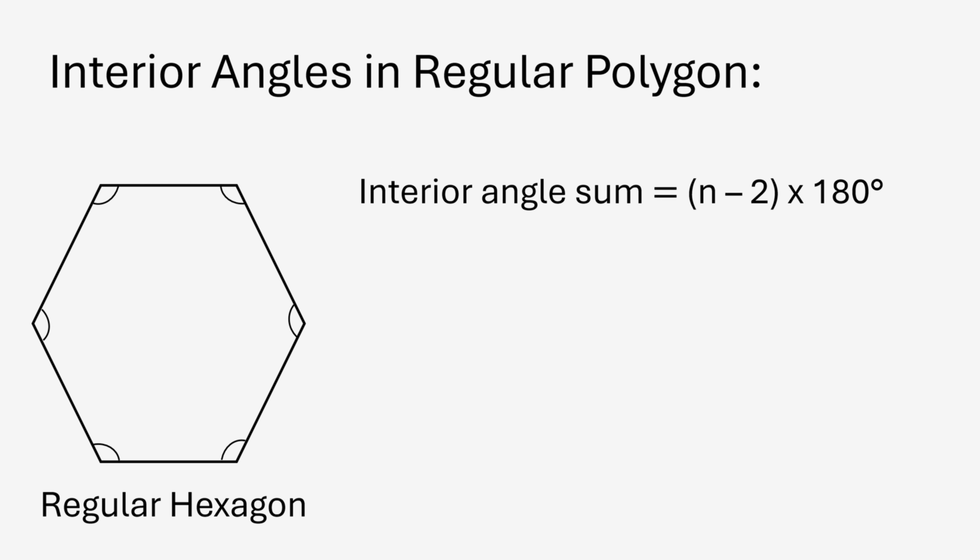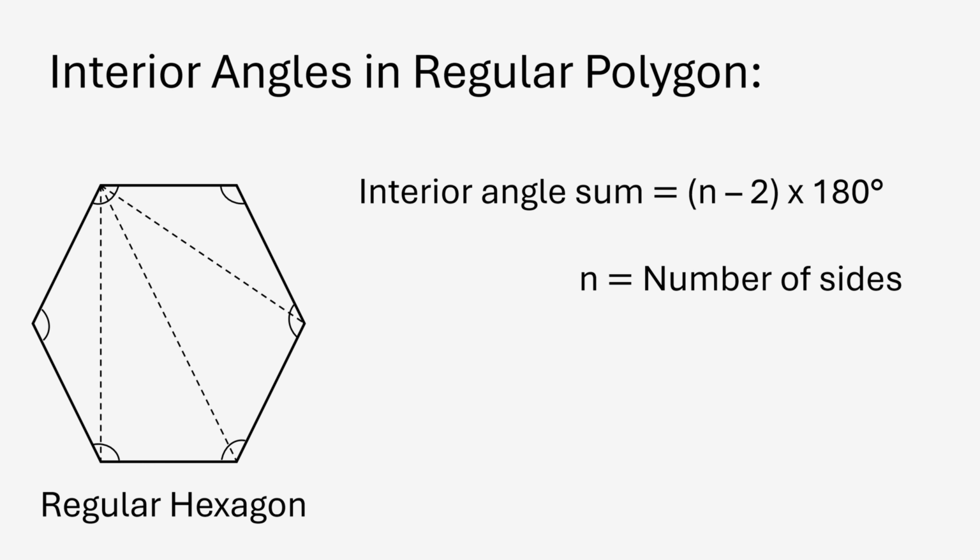The formula for the sum of interior angles of any regular polygon is (n minus 2) times 180 degrees, where n is the number of sides. For a hexagon, n is 6. So 6 minus 2 gives 4. That means the hexagon can be divided into 4 triangles. 1, 2, 3 and 4 triangles.